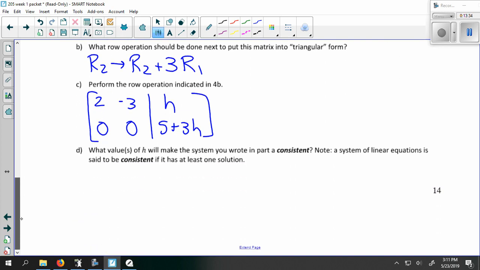So what values of h will make the system I wrote consistent? Because I have 0, 0 here, the only way this system is consistent is if 5 plus 3h is 0. If 5 plus 3h were not 0, I would have 0 equals a number, which is impossible, and we would have an inconsistent system. So it has to be that 5 plus 3h equals 0 to get a consistent system. And then I solve for h. So h is -5 thirds.